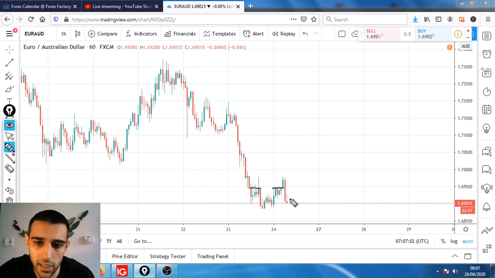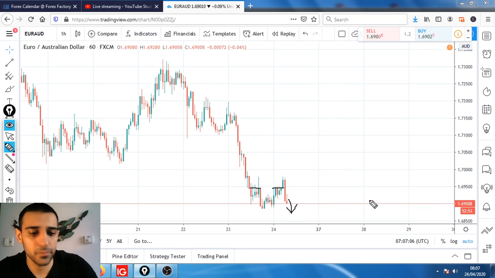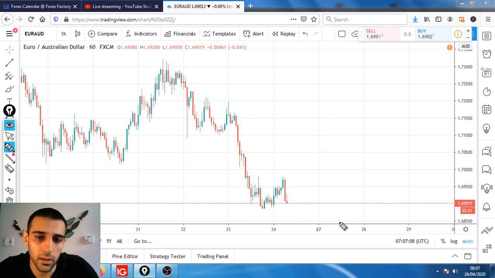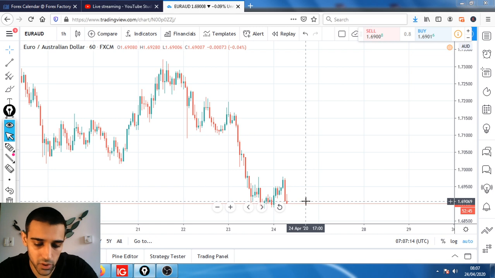That should be a better resistance, but of course the price might just continue and not give us a chance to get onto the trade. However, there is another opportunity I see, but it still needs to set up.